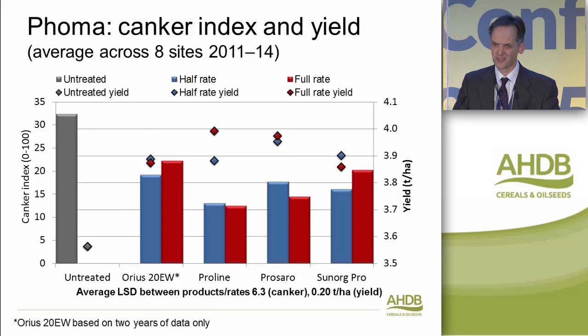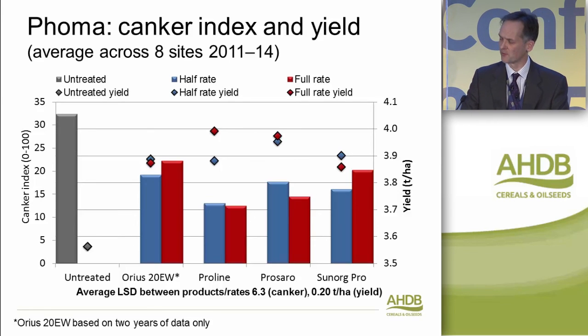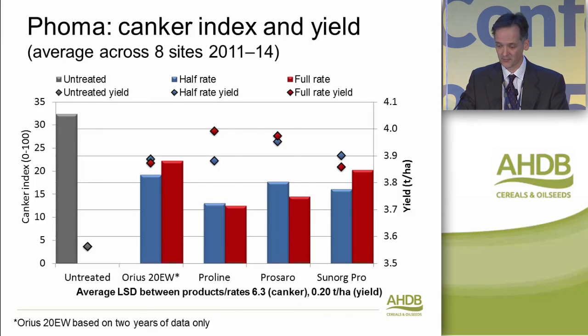Actually, interestingly, from a yield perspective, as long as we get the canker index much below about 25 or 30, we tend not to see an impact on yield. The girdling of the stem is not sufficient to significantly affect yield. So it's about reducing the amount of disease, not necessarily completely controlling it. Proline was very effective and had good yield response in these trials, partly for the fact as well that Proline has no growth regulatory activity, so it's no surprise that the half and the full dose had a good yield.